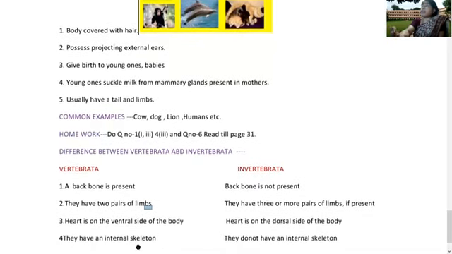And in vertebrata, we have an internal skeleton. Our skeleton is inside, right? And it is covered with muscles and bones. Whereas in invertebrata, we find they do not have any internal skeleton, right? So this is the basic picture about vertebrata and invertebrata. So today we discussed vertebrata and the characters of all the classes, right?